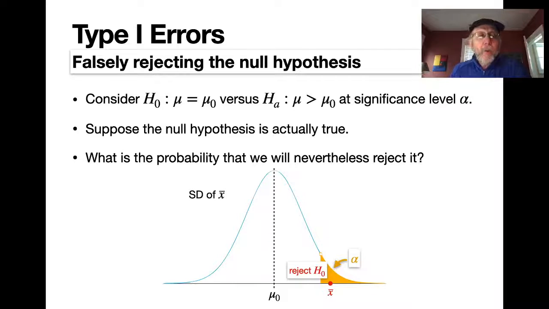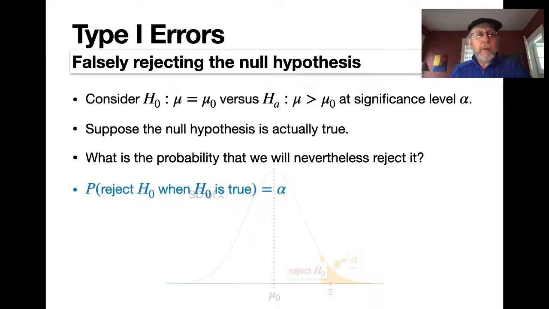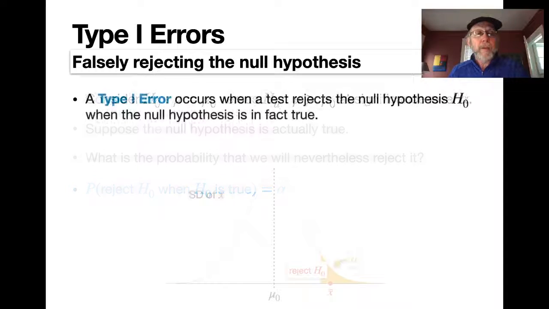In fact, we know the probability of all such x bar values. It's precisely the area that's shaded under that curve, right? So the probability that we would reject the null hypothesis when it's true is precisely our significance level alpha. So that's another way to think about the significance level of a significance test.